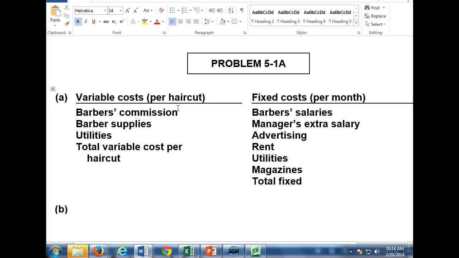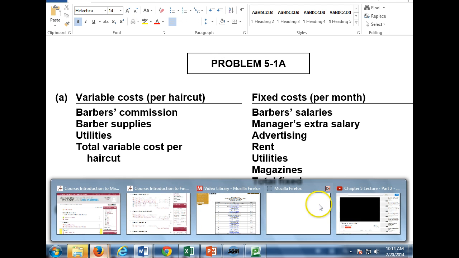Do you guys feel like this chapter's fairly easy or fairly understandable? Isn't that nice? Okay, so I'm going to pull up the Course Smart.